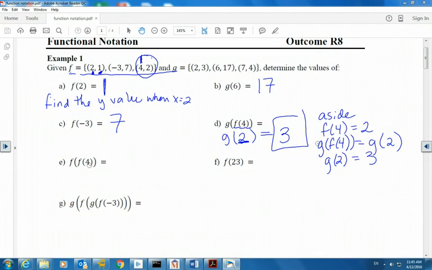Okay? All right. Now let's try E. F of f of 4. So I'm embedded again, right? So I need to figure out the innermost one first. So what's the innermost one? F of 4. What is the value of f of 4? 2. I should know that by heart now, right? I've looked it up so many times. So since this is 2 right there, what am I looking up next? F of 2. So what is f of 2? 1. I'm looking for the x value of 2, so that's right here, and then my y value for that is 1.